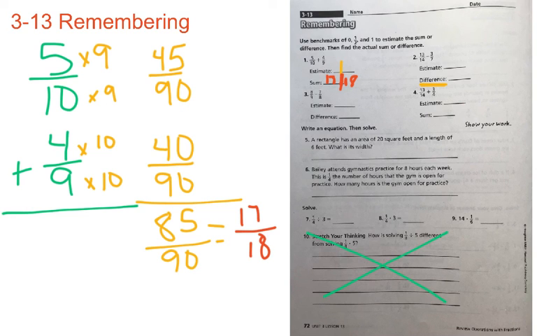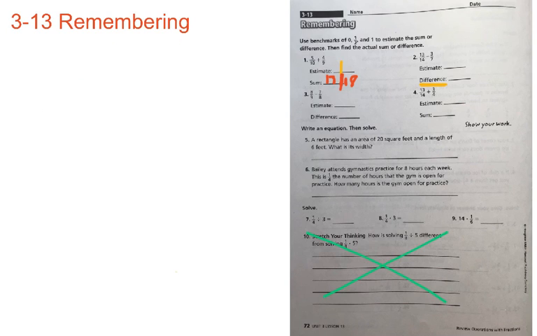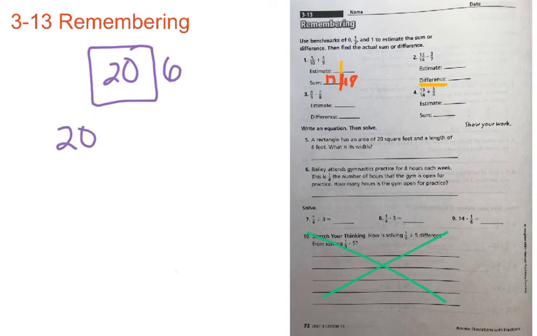For number 5 and 6, it says write an equation and then solve. A rectangle has an area of 20 square feet and a length of 6 feet. What is its width? So I always like to draw it out because I like a picture. I know that I have 20, which is the area, and I know that one side is 6. Remember, area equals length times width. 20 equals length times 6.